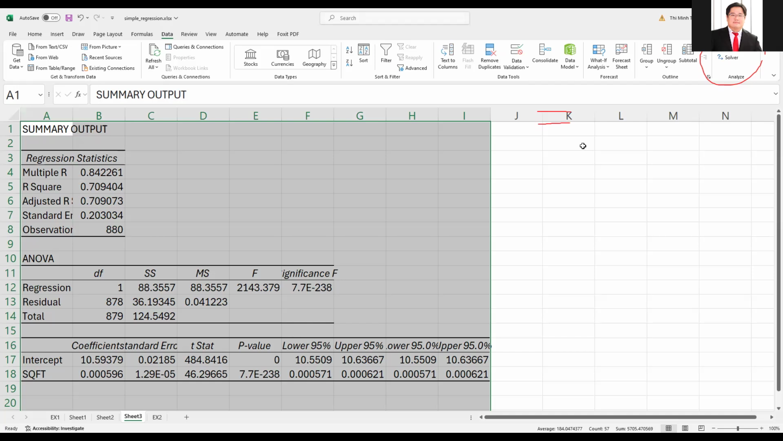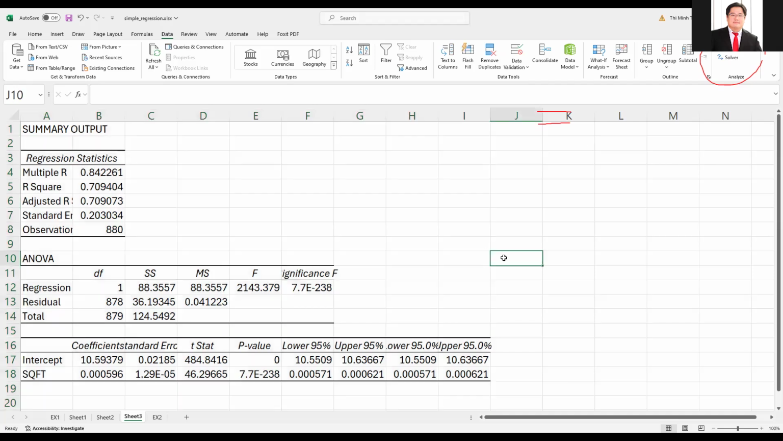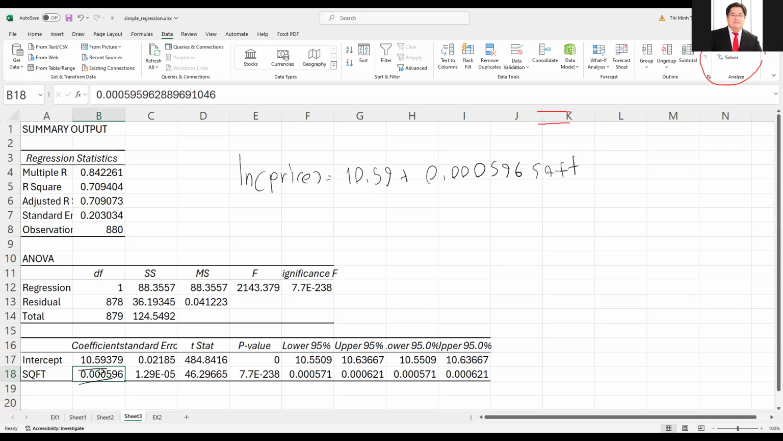So how to read this data? You have log price equals the intercept 10.59 plus the coefficient 0.0000596 times square feet. This is the meaning of the result.